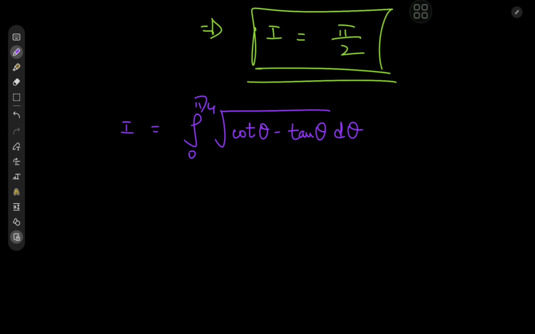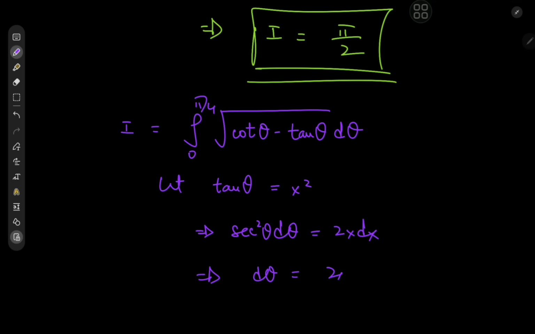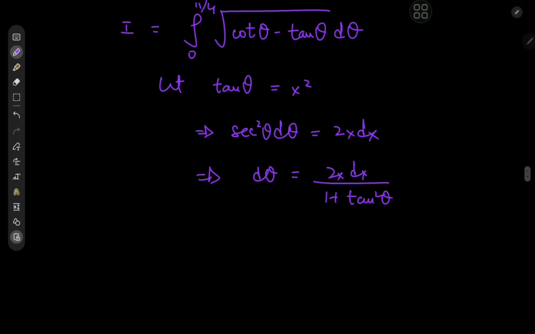Well, for that, we're going to have to transform the integral slightly. And by slightly, I mean drastically. So we'll start off with letting tangent theta here equal x squared. And this implies that secant square theta d theta equals 2x dx. But this means that d theta is 2x dx divided by secant square theta. Now, secant square theta is just 1 plus tangent square theta, and tangent theta is x squared. So d theta transforms into 2x dx divided by 1 plus x to the 4th power.